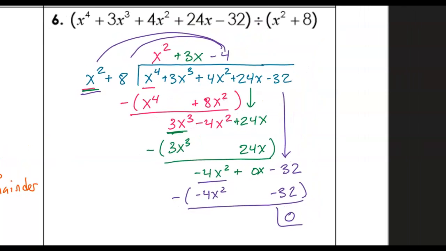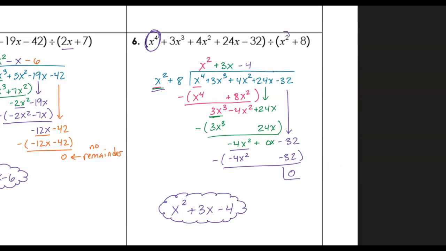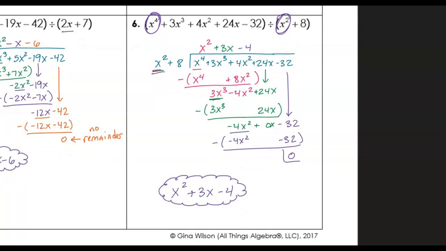So my answer here is, why won't it zoom out? There we go. My answer here is just x squared plus 3x minus 4. And again, this should make sense because I started with an x to the fourth. I'm dividing out an x squared, so my answer should be an x squared, which it is. Any questions on this one?